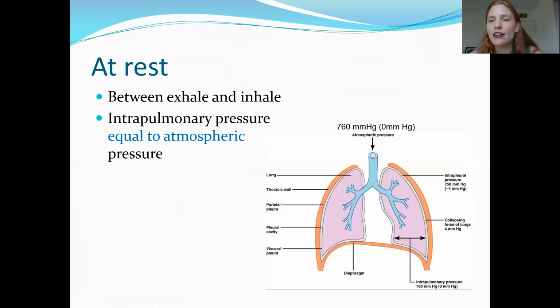Okay, so at rest, when you're neither inhaling nor exhaling, no air going in, no air going out, the intrapulmonary pressure will be equal to atmospheric pressure. Again, that's why no air is coming in or out, because there's no pressure gradient, no drive to move in or out of the lungs.